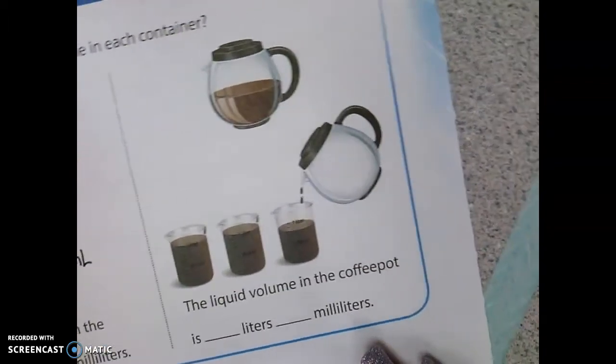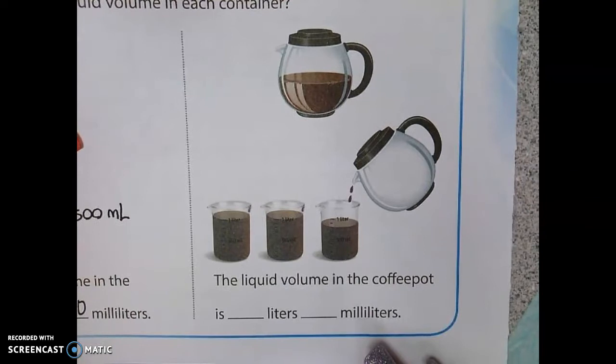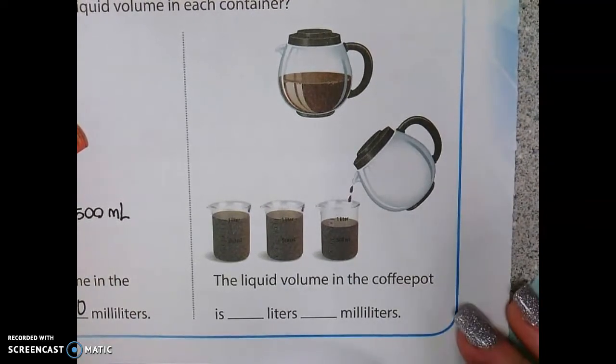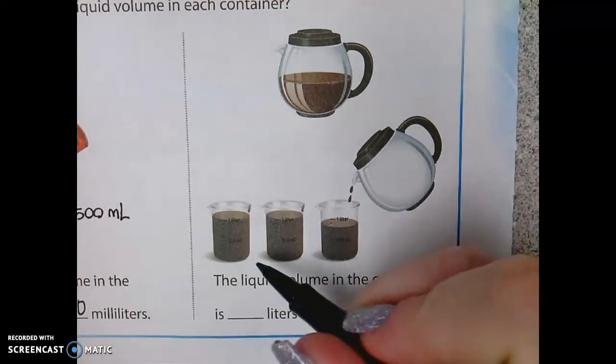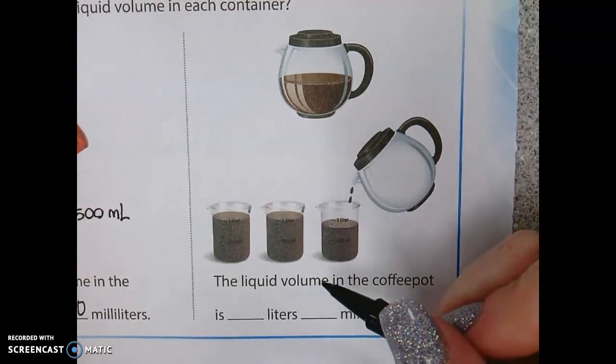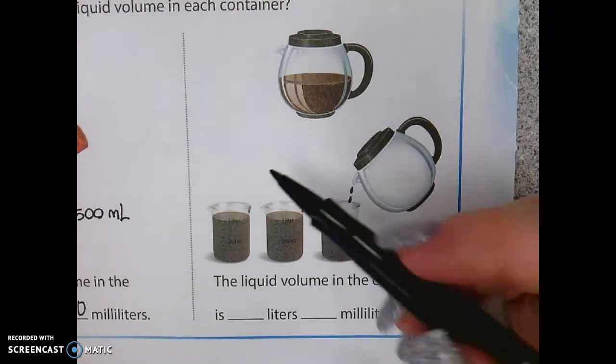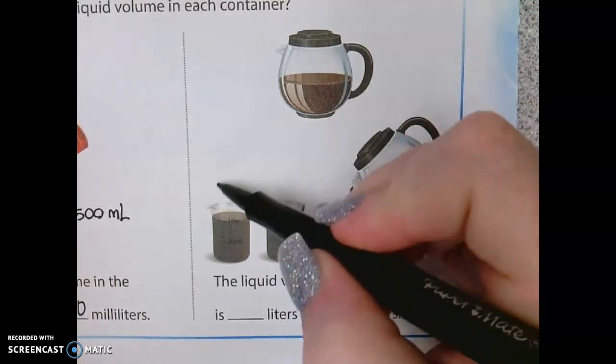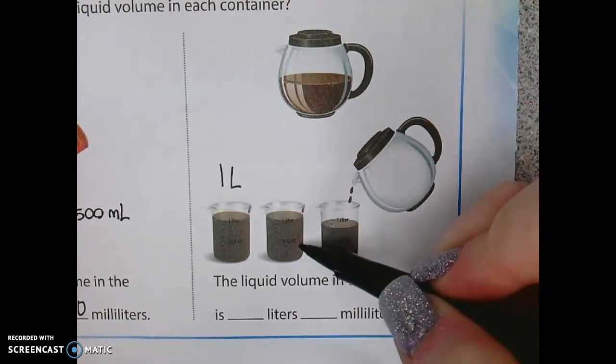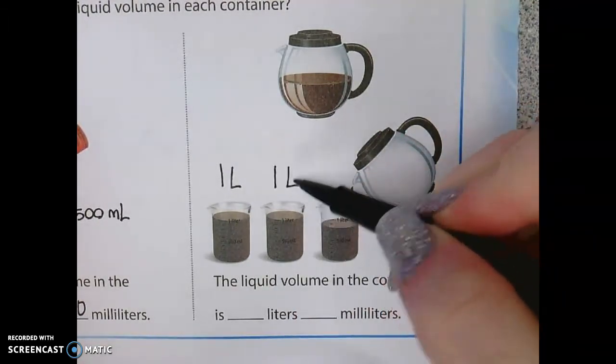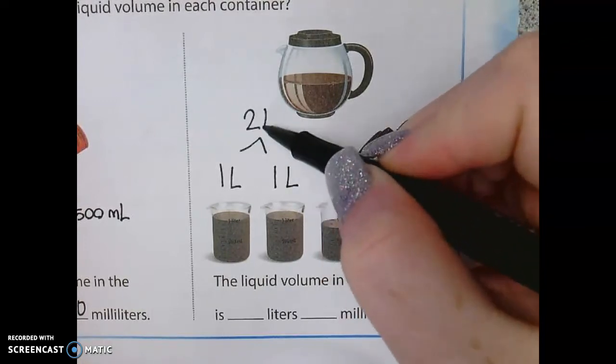Now let's do the same with this coffee. Let's see how much coffee is in this coffee pot. So we poured it all out in these beakers to measure. So this one is completely full, so we have 1 liter. This one is completely full, so we have 1 liter. So that equals 2 liters.